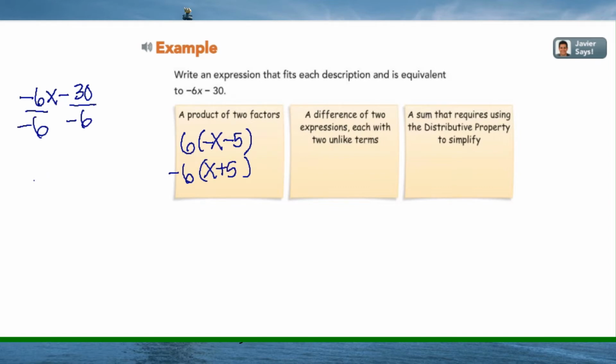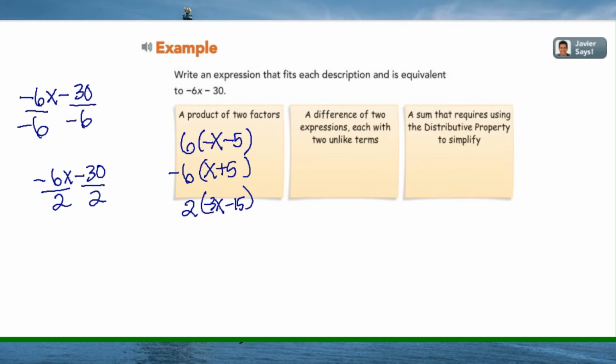Alright, so another number that's in common between negative 6x and negative 30, let's go ahead and use a positive 2. So if I factor out a positive 2, what goes inside of the parentheses? Well, negative 6x divided by 2 is negative 3x. And negative 30 divided by 2 is negative 15. So then you check by distributing back in. 2 times negative 3x is negative 6x. And 2 times negative 15 is negative 30.